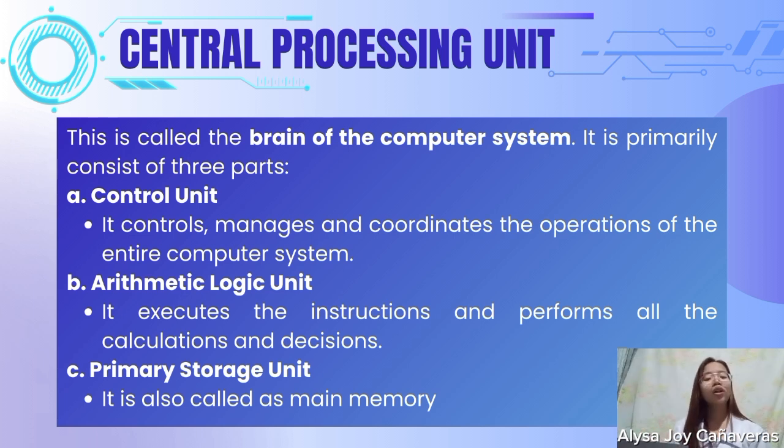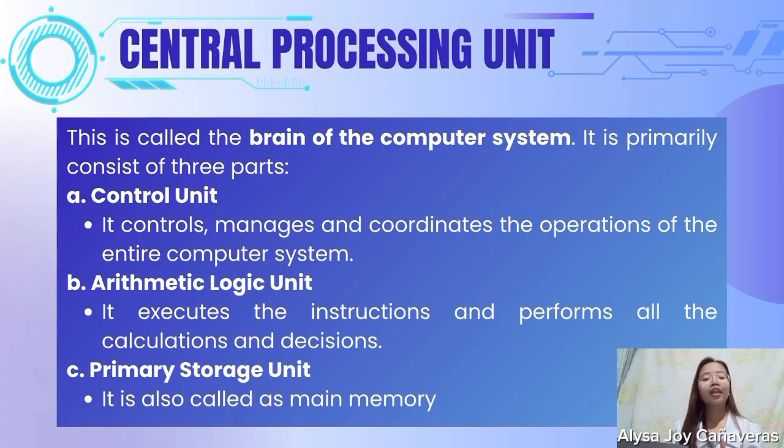The control unit, from the word control, its function is to control, to manage, and to coordinate the operations of the entire computer system. Control, manage, and coordinate. So the control unit is the crucial part of the CPU because it manages and directs the operation of the processor by interpreting instructions from the memory and sending signals to the other components like the arithmetic logic unit.